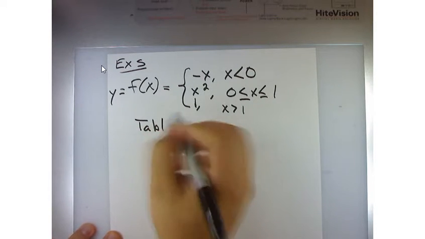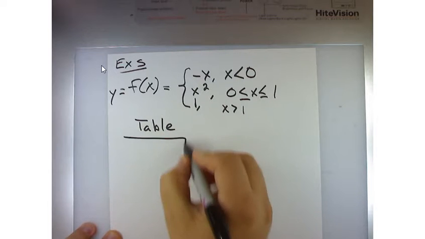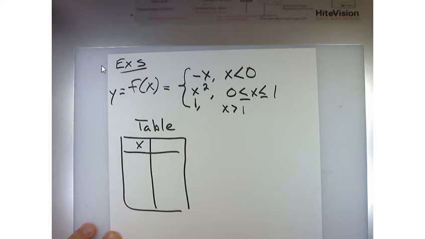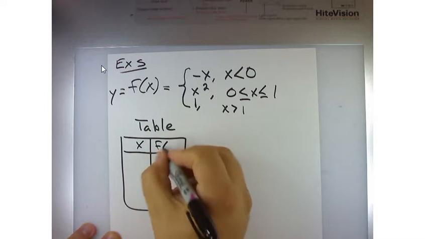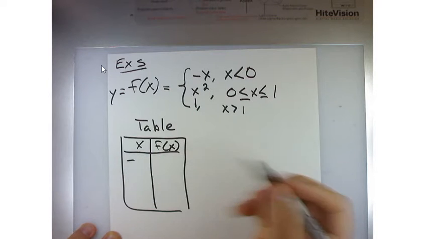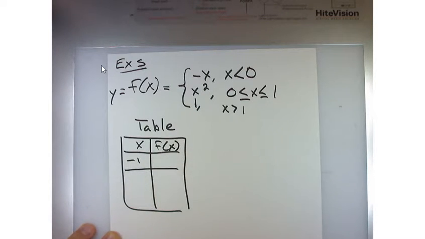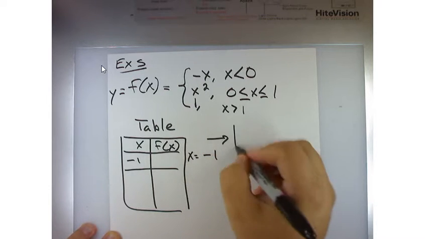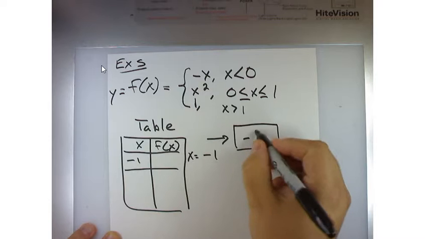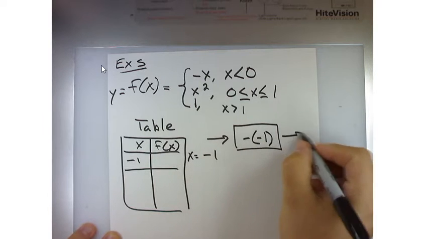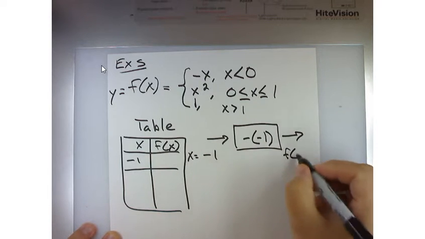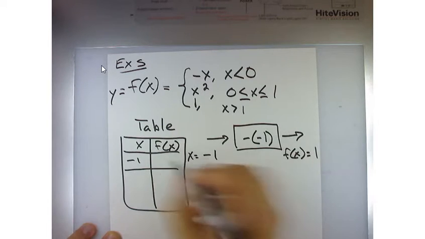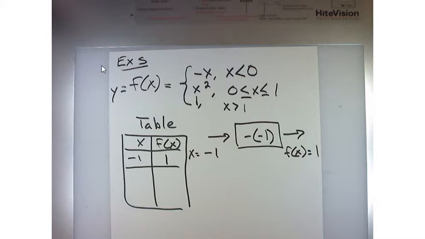So now how this would look is if I were to make a table of values, and I'm not going to do every single number you could think of. If I were to make a table of values of this piecewise function, and I pick a number less than 1, we'll do -1. I would evaluate that, x equals -1, as negative x, or negative -1. So then my output, f of x, is equal to +1. Does that make sense? No?